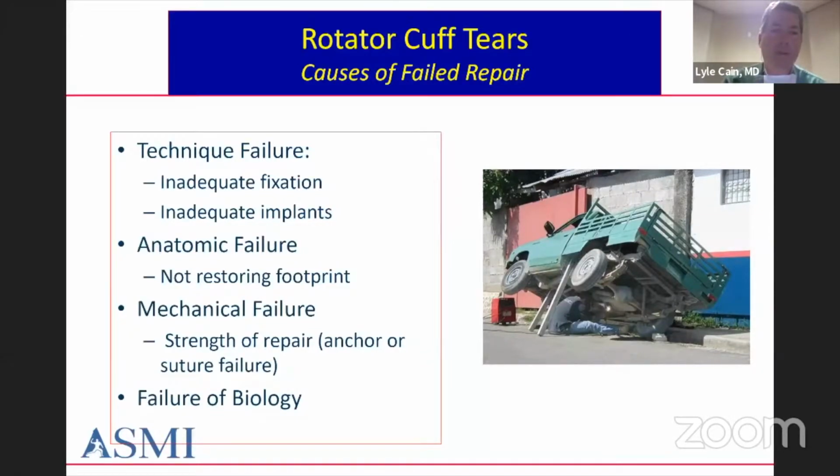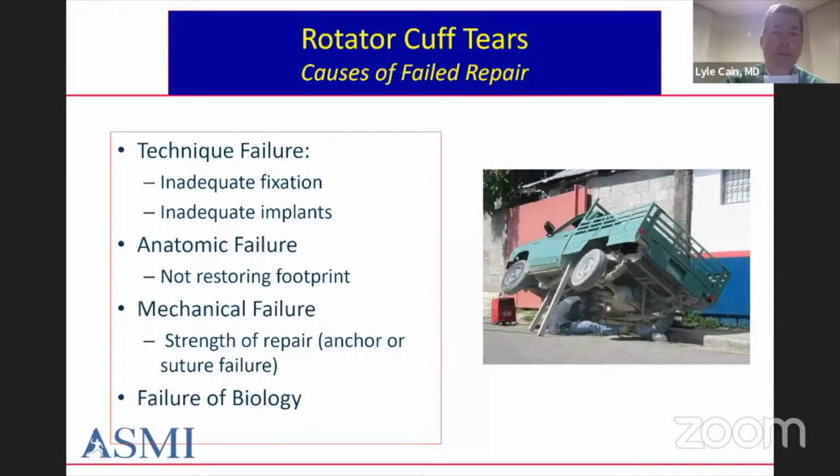I think back in those days, technique failure was a huge reason, either inadequate fixation, or the implants were not great. We were just learning how to do it, and there's a pretty steep learning curve to doing a good arthroscopic rotator cuff repair. Anatomic failure, I think, is a real issue and has been in the past, because traditionally the fixation method for most rotator cuffs arthroscopically was a single anchor. And one single anchor obviously doesn't restore the footprint.